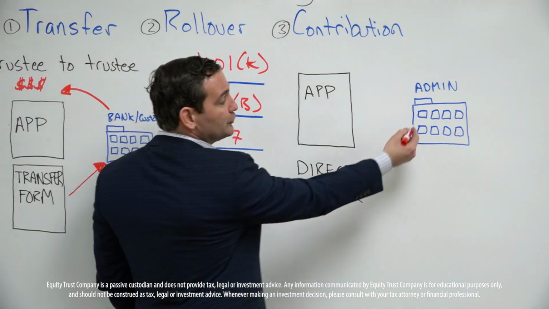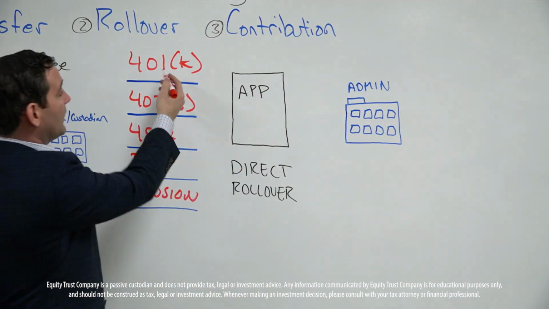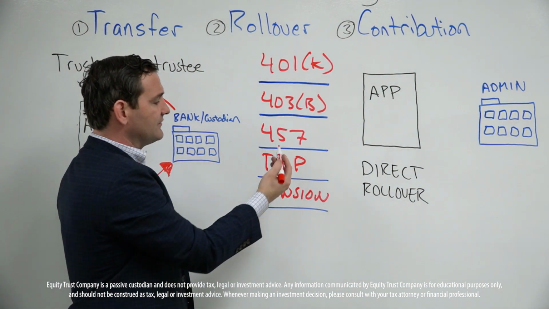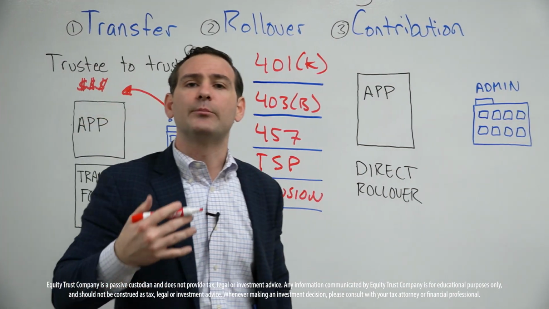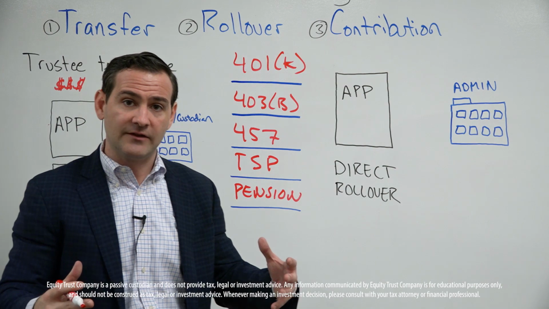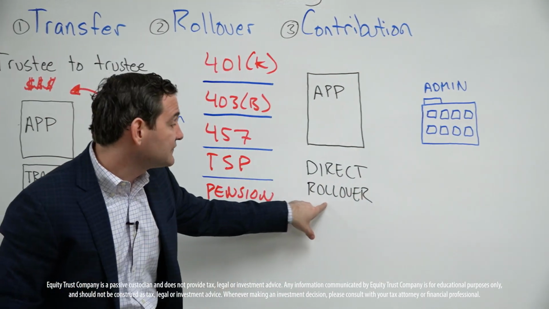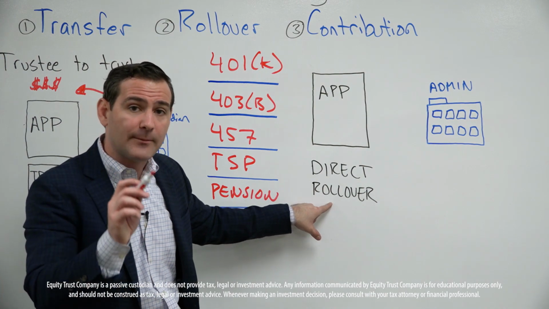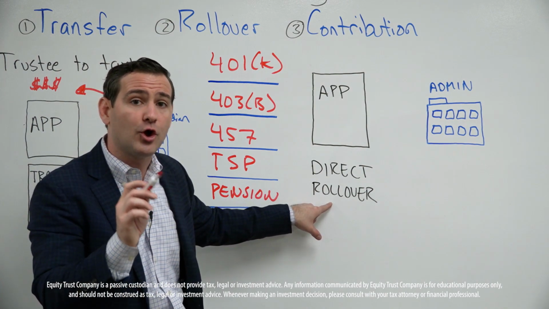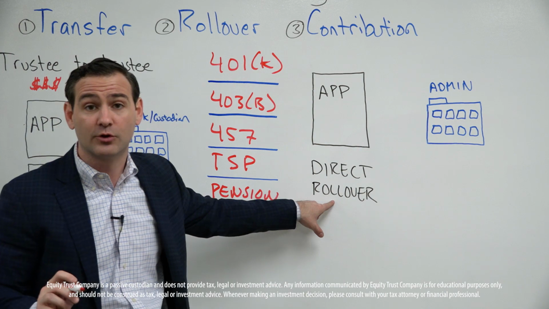You'll then call your plan administrator. Whether it's a 401k, a 403b, 457, TSP, or pension, you would have a plan administrator that oversees the plan and the money that's within the plan. You would need to reach out to that plan administrator and ask for a direct rollover. That's the proper terminology to use. You're going to make that call to the plan administrator and ask for a direct rollover.